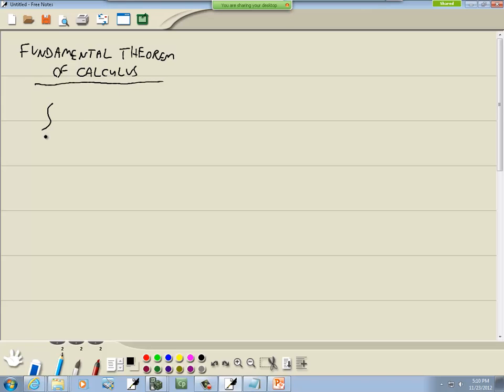It goes like this. If you have the integral, and then we have numbers here, I'll put a and b to represent any numbers, of f of x dx, equals F of b minus F of a, and notice I changed to the capital F, where, and this shows the relationship between your capital F and our little f. If we take the derivative of the capital F, so F prime of x would equal f of x.